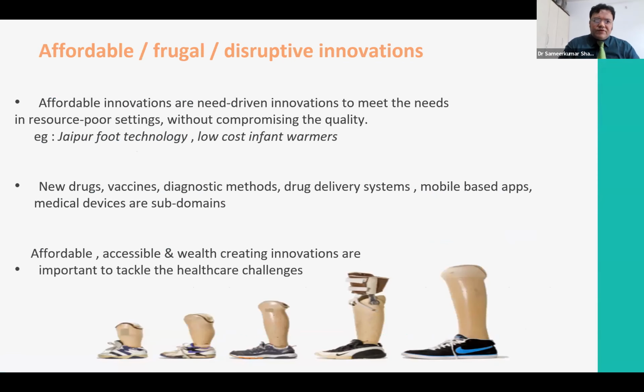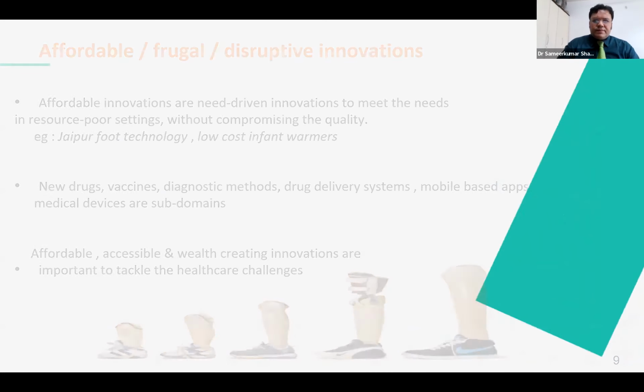So what is an affordable or frugal or disruptive innovation? These are need-driven innovations which meet the needs in resource-poor settings without compromising the quality. And Jaipur Foot is a good example. It could be a new medicine, a drug, a vaccine, a diagnostic method, a drug delivery system, a mobile-based application, which is very common nowadays, or medical devices, any equipment, and these have to be essentially accessible and well created.